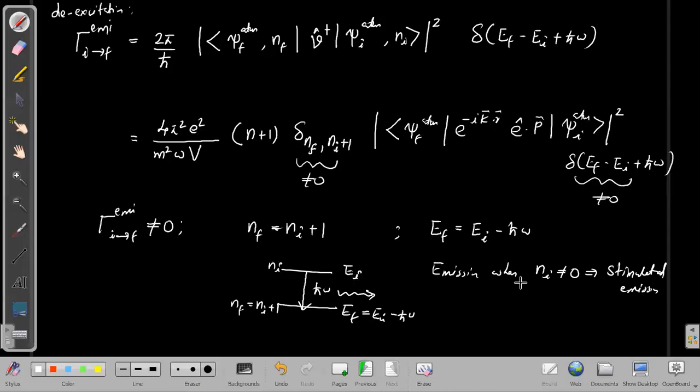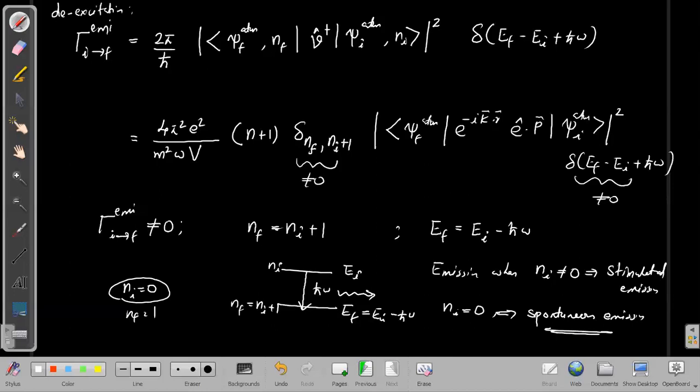Now the emission can happen even if ni is zero, because nf only needs to be ni plus 1. So if ni is 0, then nf can become 1. That means this kind of emission can be possible even in the absence of a photon. So emission can happen even if ni is 0, and such emission is called spontaneous emission.